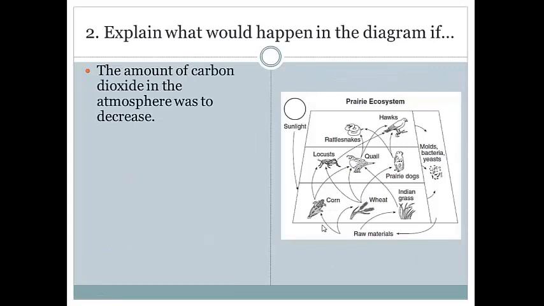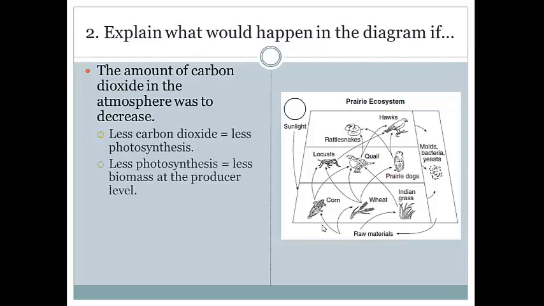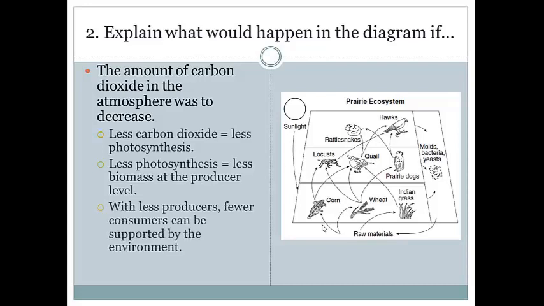Next question is about a food web. So the question says, what would happen in the ecosystem if the amount of carbon dioxide in the atmosphere was to decrease? So, of course, carbon dioxide is what we need for photosynthesis. So if there is less carbon dioxide available, that means less photosynthesis. Less photosynthesis means that there's going to be less biomass at the producer level. So there will be fewer plants. The plants are not going to be as productive. So there's not going to be as much food for the successive higher levels in the ecosystem. So with fewer producers, fewer consumers will be supported by the environment.